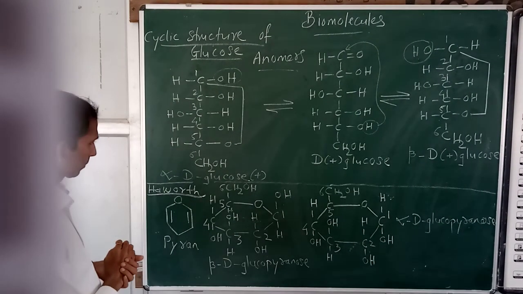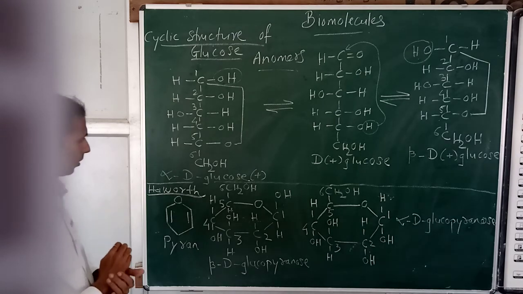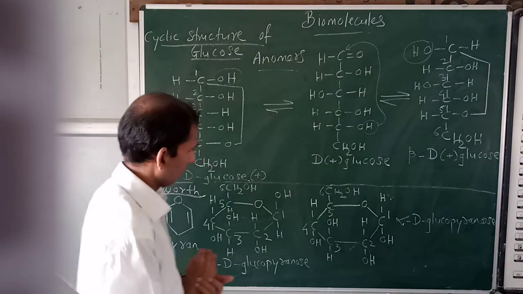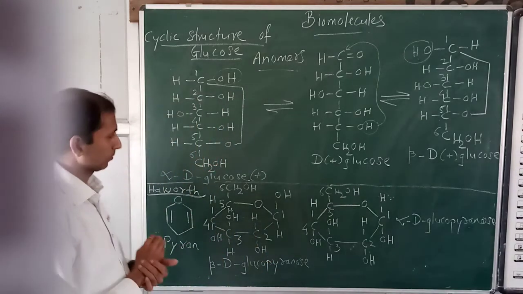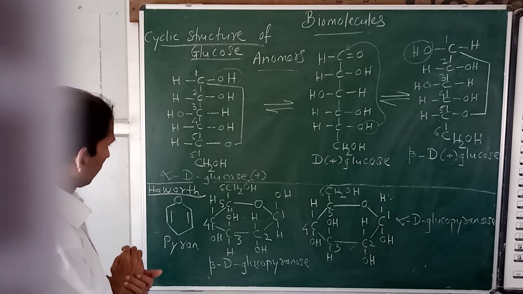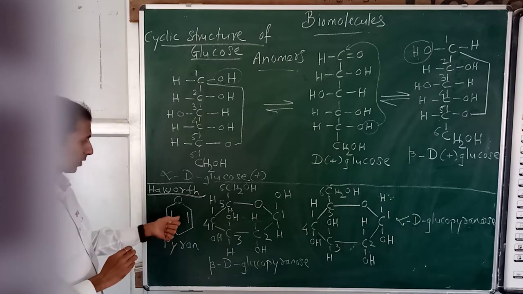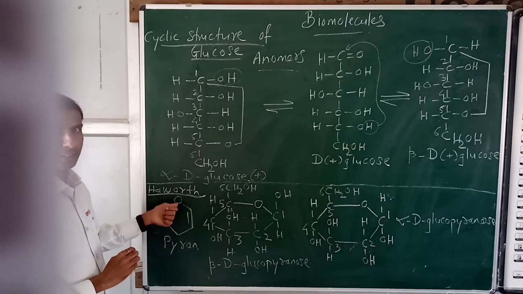Now we continue with the next part, more important, Haworth projection formula. Now this particular scientist gave the structure, the cyclic structures, and he compared this structure with the structure of pyrene. This is pyrene containing oxygen as a heteroatom.